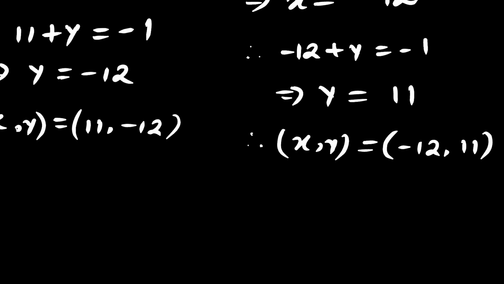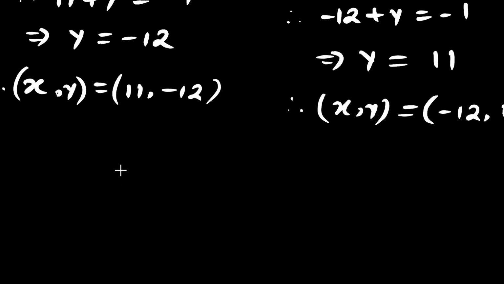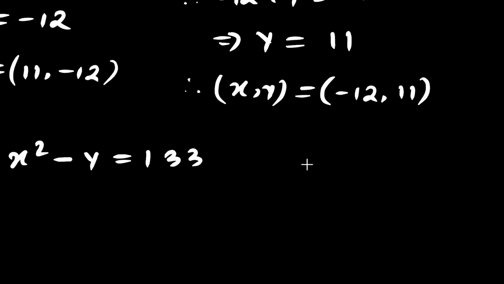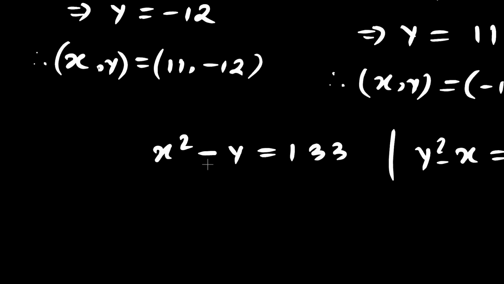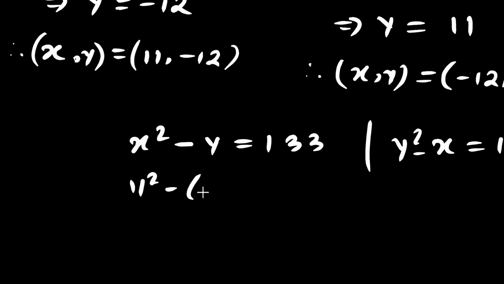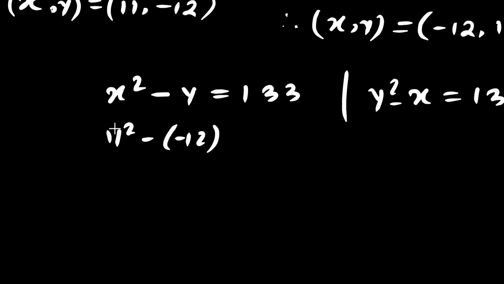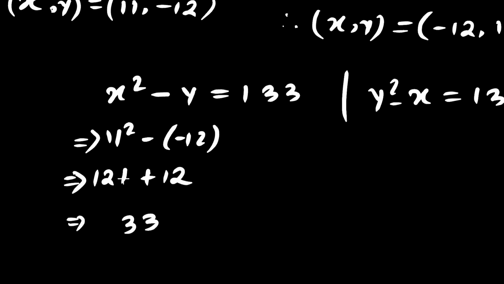Before we finish, let's verify both answers because checking our work is always a good habit. For the first solution, substitute x equals 11 and y equals negative 12 into the first equation. 11 squared is 121, and subtracting negative 12 means adding 12. 121 plus 12 equals 133, so the first equation is satisfied.